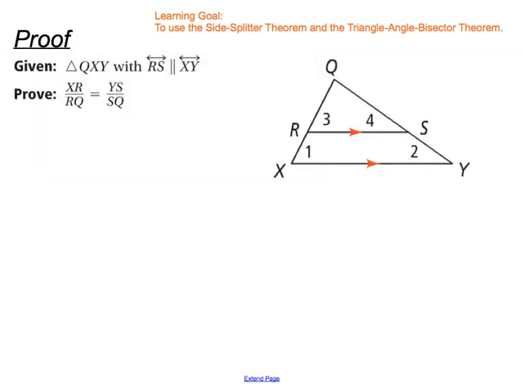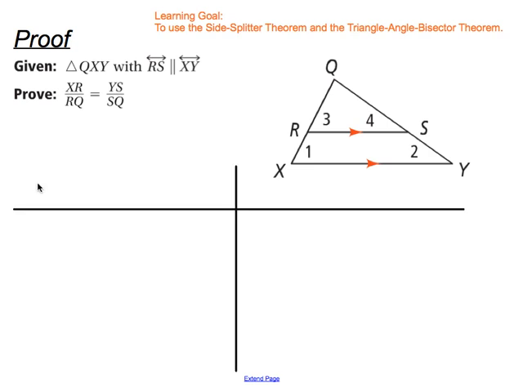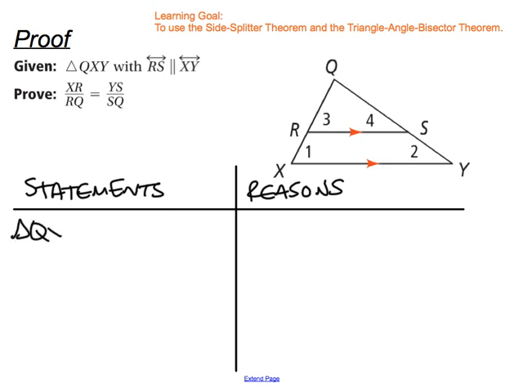So let's take a look at a proof of this theorem. I'm going to complete this as a two-column proof, so I'm going to have statements and reasons. As is always the case, I'm going to start with a given, triangle QXY, with RS parallel to XY. And as always, that's the given statement.